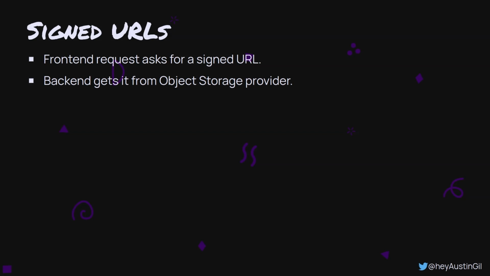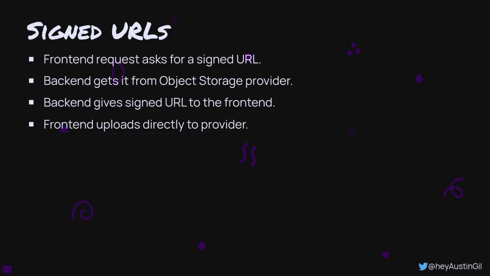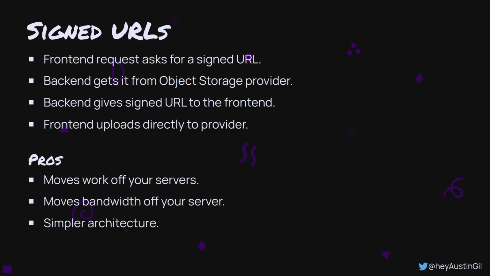And the signed URL is essentially a URL that clients can upload files directly to that is authenticated for a very short amount of time. So the backend is going to grab that URL, send it back to the client, and then the client can upload files directly to the object storage provider. Now, the benefits here are that it moves some of the work off of your server because the files don't have to pass through it. It moves a lot of bandwidth off of your server for the same reason, and it can be a simpler architecture than processing files on your backend.